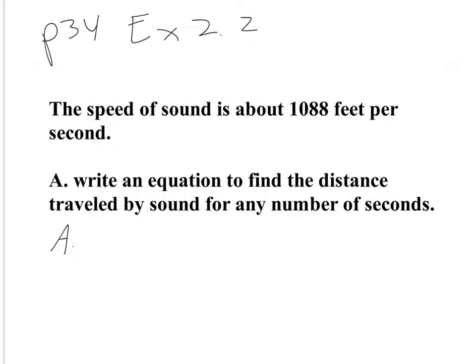So my equation, I would say, for A is 1088 times x, which x would be the number of seconds. So if I want to find out how far I traveled, I just times it by the number of seconds. Isn't that what we did? 2 times 1088, 3 times 1088. So that's my answer to A.